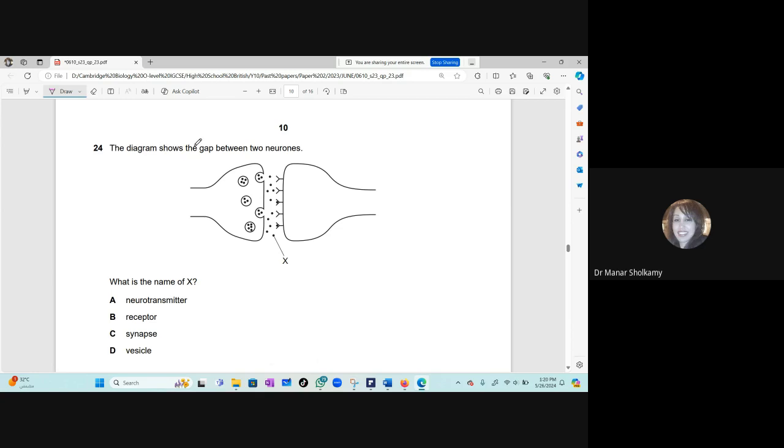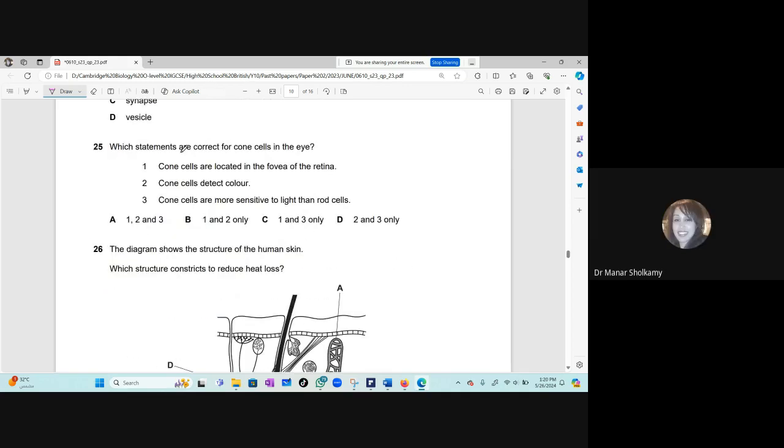24. The diagram shows the gap between two neurons. What is X? Easy. Neurotransmitter. Yes, A. It's neurotransmitter. 25. Which statements are correct for cone cells in the eye? 1, cone cells are located in the fovea. 2, cone cells detect color. 3, cone cells are more sensitive to light than rods.